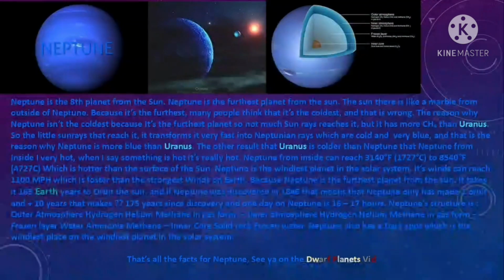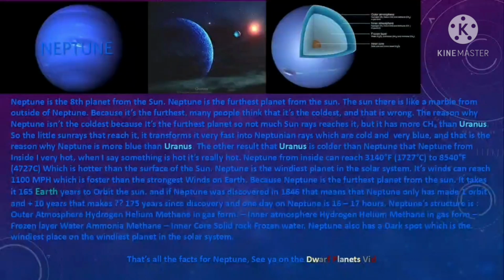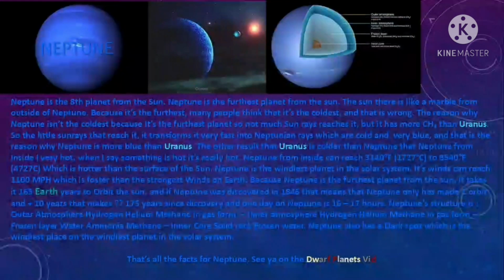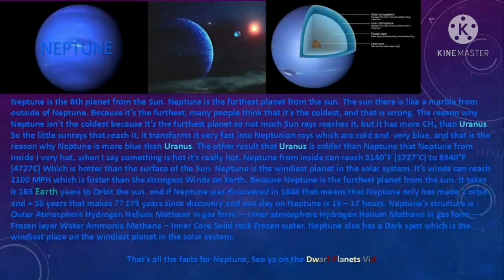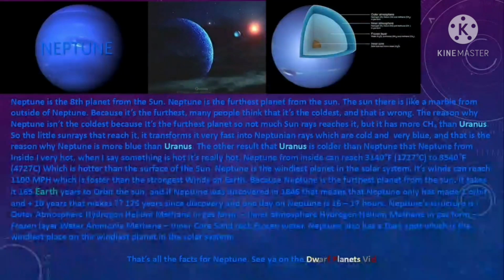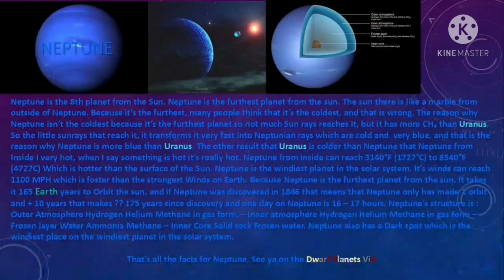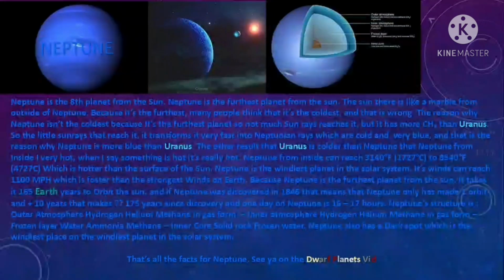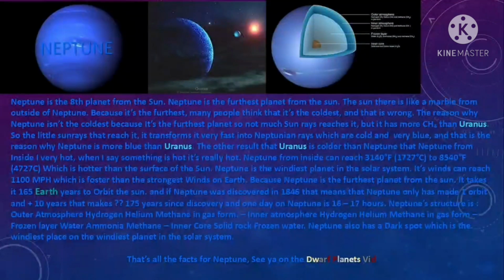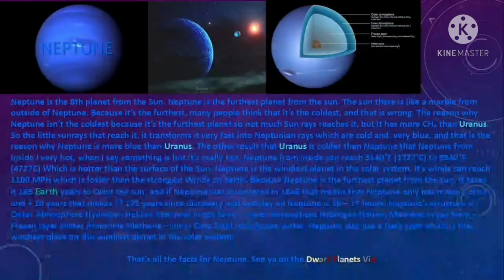Because it's the furthest, many people think it's the coldest, and that is wrong. The reason why Neptune isn't the coldest planet, because it's the furthest planet, so not much sun rays reaches it, but it has more CH4 than Uranus. CH4 means, guys, methane. So the little sun rays that reach it transform very fast into Neptunian rays, which are cold but very blue, and that is the reason why Neptune is more blue than Uranus.